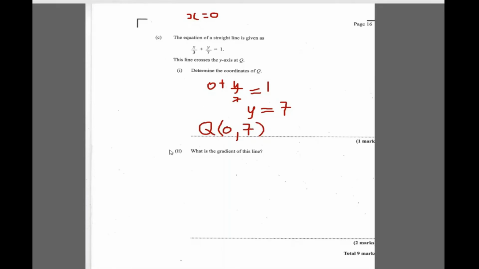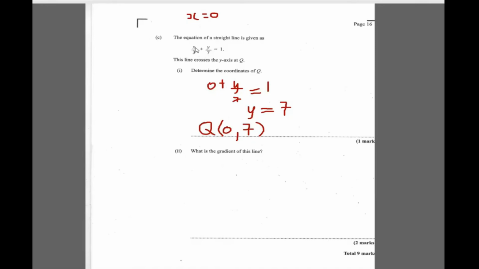Now, part 2. Part 2 asks us, what is the gradient of this line? To find the gradient, there are many ways we could do this. We could find another point on the line, and then having 2 points, find the gradient. Or we can just make y the subject of the formula, which will put it in the form y equals mx plus c. Once you put it in that form, you will clearly see the gradient.